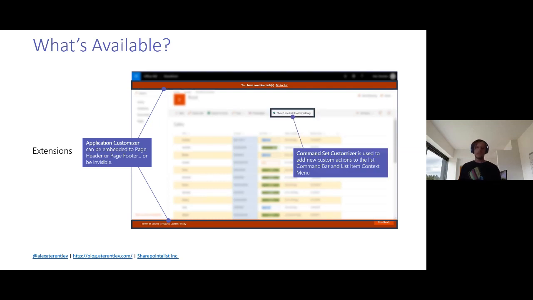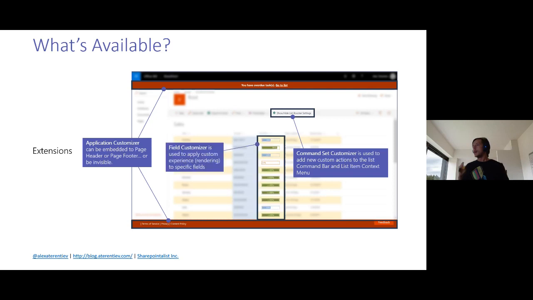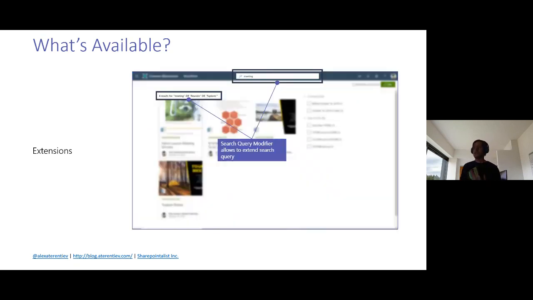The next one is Command Set Customizer. Command Set Customizer allows you to add custom buttons to the list command bar and list items context menu. The next one is Field Customizer that allows you to provide custom rendering for list columns. And the last one is Search Query Modifier that allows you to extend the search query before it is actually sent to the server. So here in this screenshot, the user typed meeting to search for meeting. Before sending it to the server, we translated it using Azure to Spanish and Turkish, and we got results for all 3 languages instead of just English, which is pretty cool.